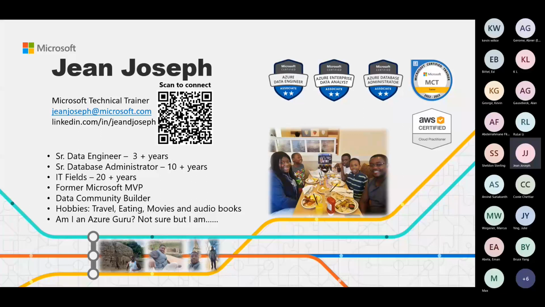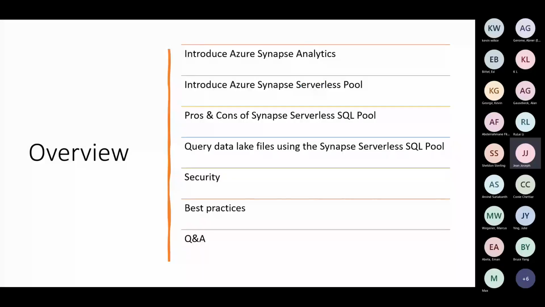Great. So now let's go over what we have for today. I'm going to introduce Synapse Serverless SQL Pool. Then I'm going to go over the pros and cons, because it has some limitations, and I want you to be aware of that. I will walk you through how you can read files like JSON, CSV, and Parquet. I will go over the security best practices, then go over the questions.